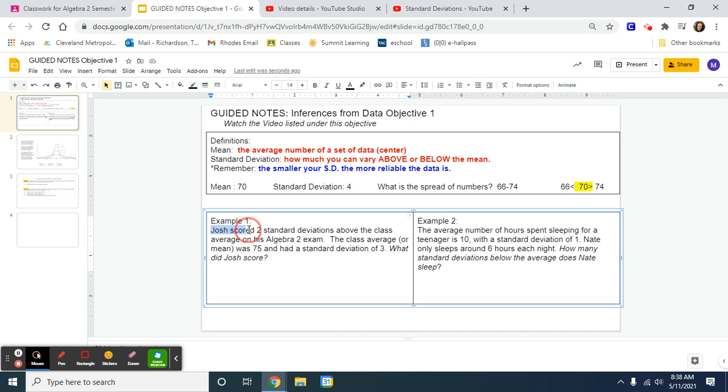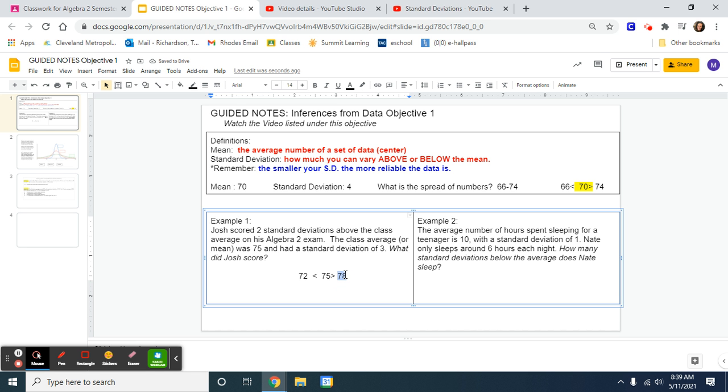So example 1, Josh scored 2 standard deviations above the class average on his Algebra 2 exam. Okay. The class average, or the mean, was 75. Standard deviation of 3. What did Josh score? So I would suggest starting off by just listing this out again. So our mean is what? 75. Our standard deviation is 3. So that means it could go 3 above. And then what is 3 above? 3 above is 78, right? It could go 3 below, which is 72.